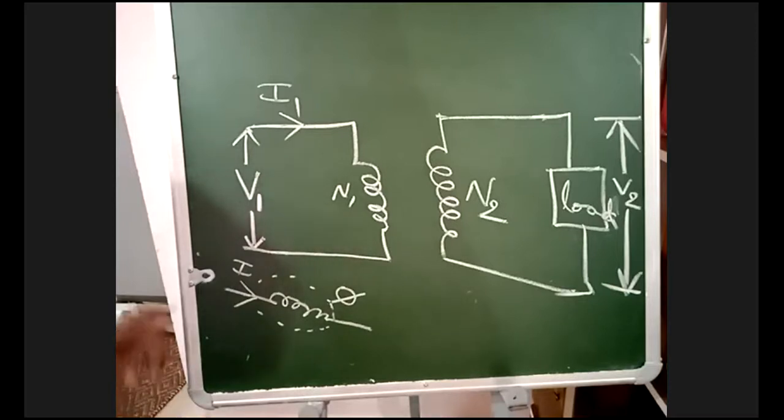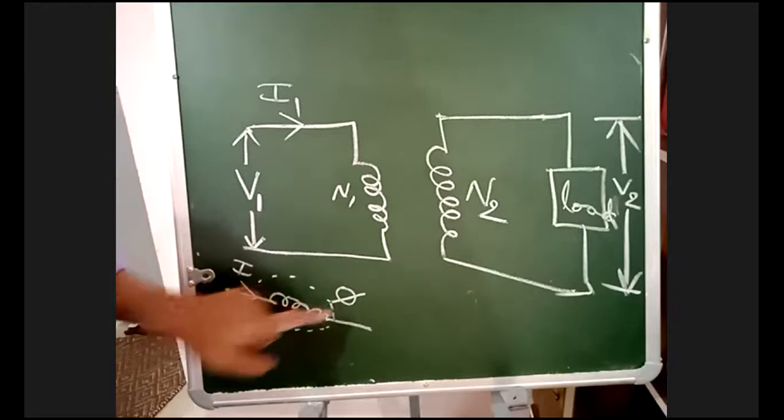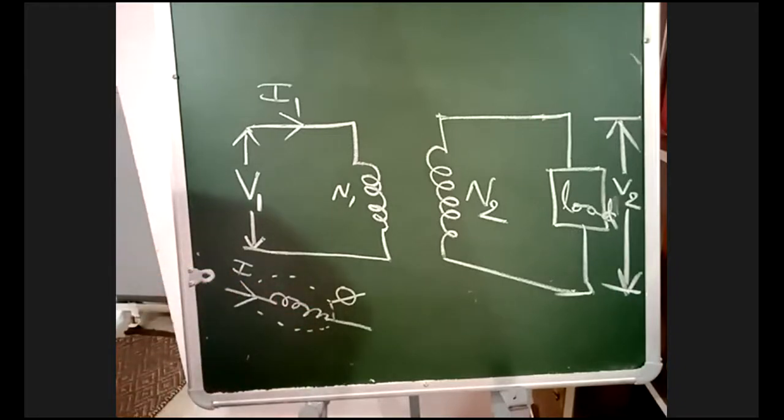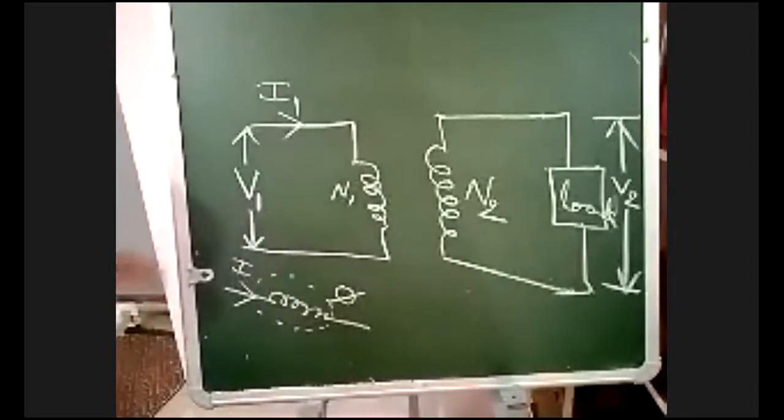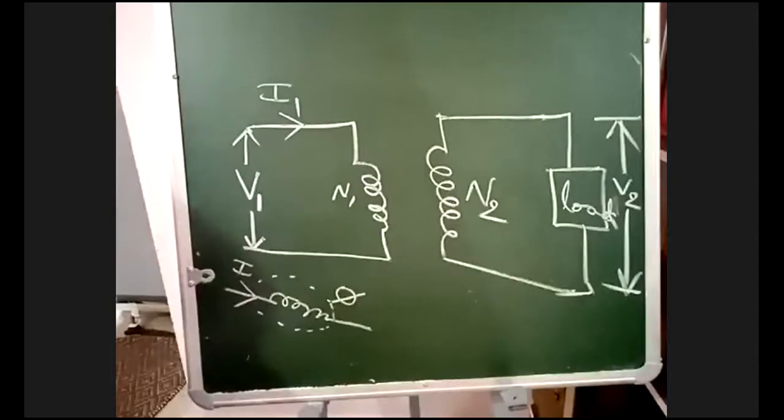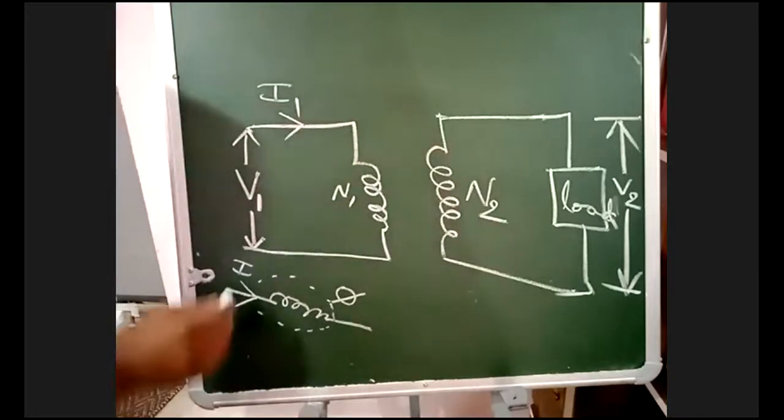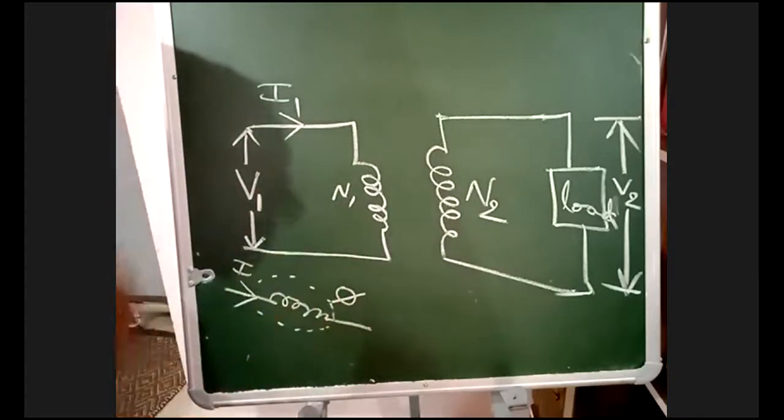I can observe one point here. I is the electric quantity. Phi is the electric or magnetic quantity? Magnetic. From the electric quantity, we get the magnetic quantity. Similarly, from the magnetic quantity, we can get the electric quantity, vice versa. From the electrical quantity, you are getting magnetic flux.